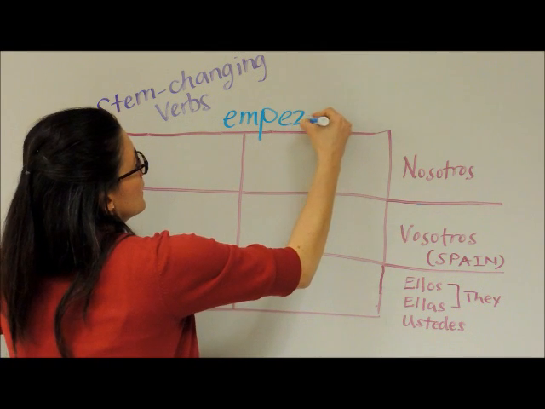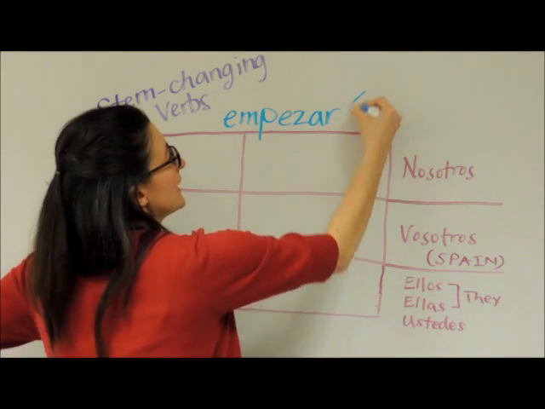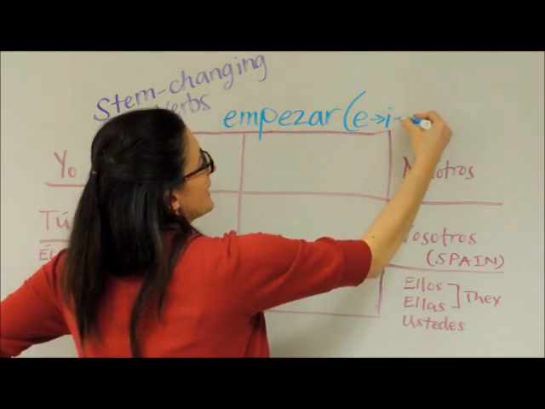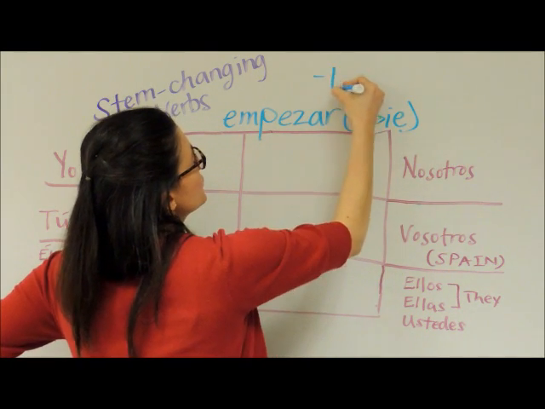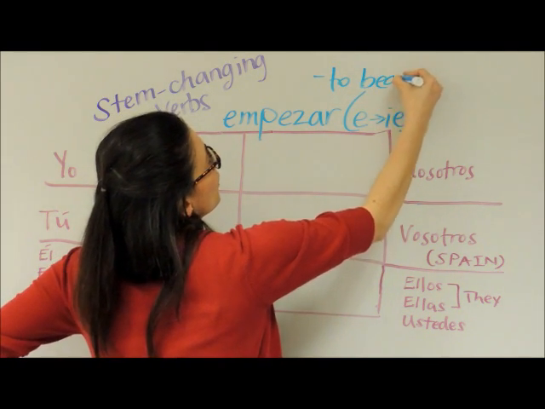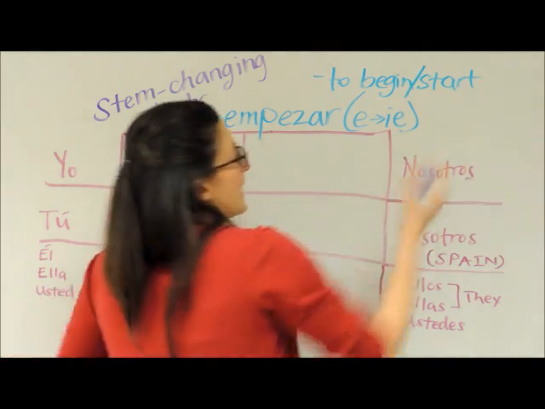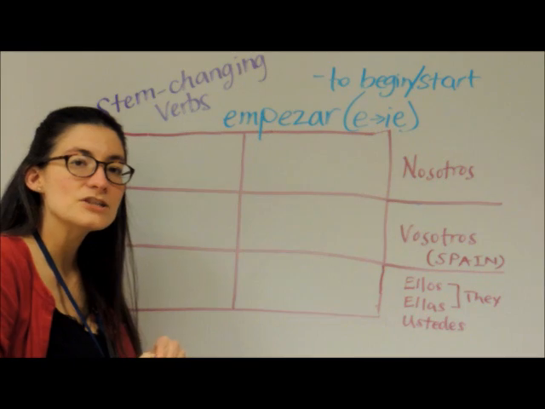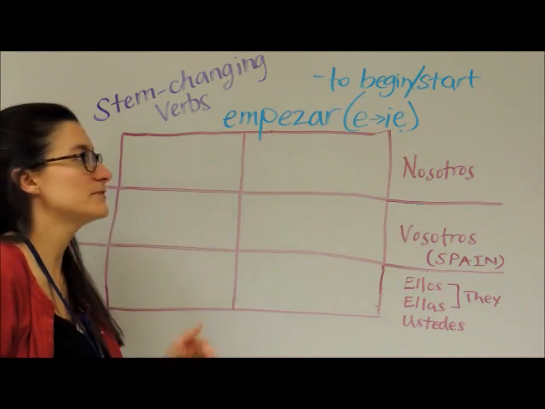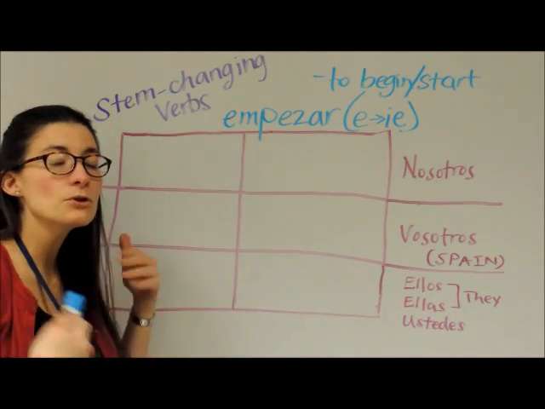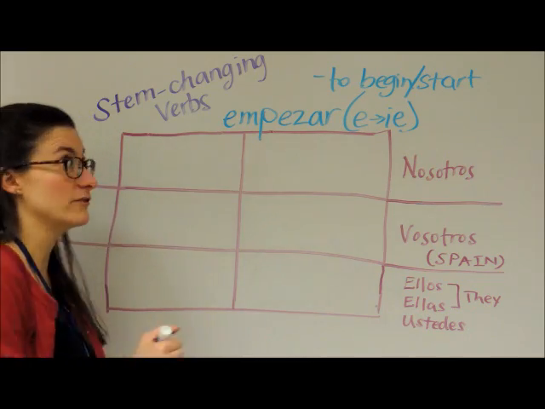empezar, which is an E to IE stem changer. And empezar means to begin or to start. And as you recall, the stem changing happens in the middle step. So our first step is chop suey, which is the same exact step as in the regular verbs.